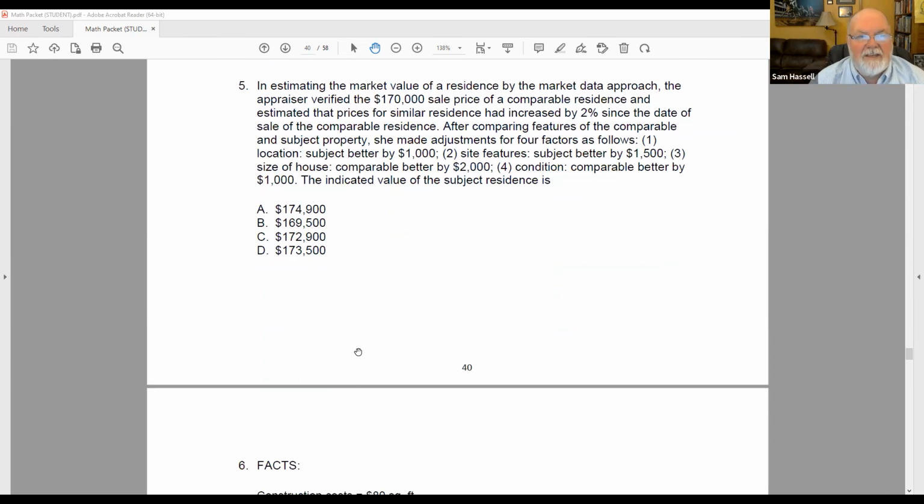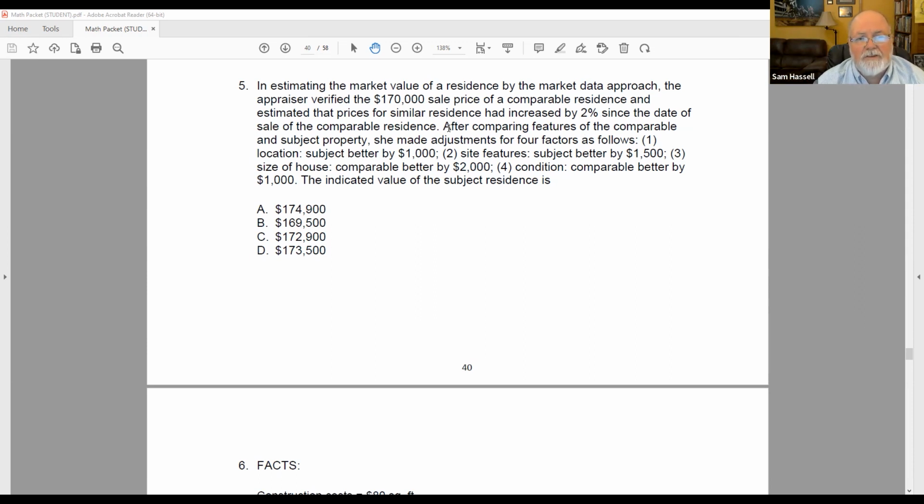So it says, in estimating the market value of a residence by the market data approach, the appraiser verified the $170,000 sale price of a comparable residence and estimated that prices for a similar residence had increased by 2% since the date of sale of the comparable residence. Now, we're only using one residence, right? Our residence, this is the subject property, and one other. So it increased by 2%.